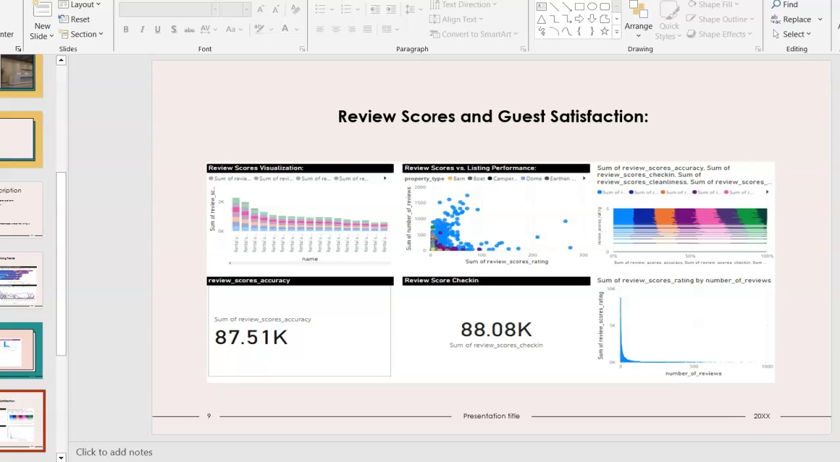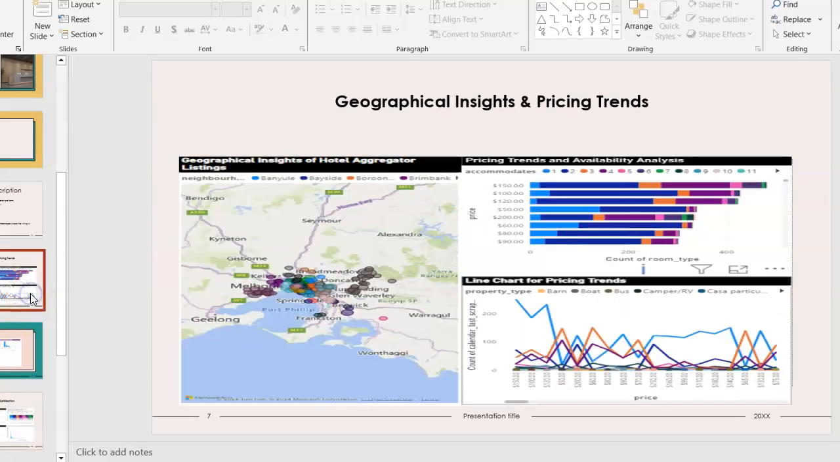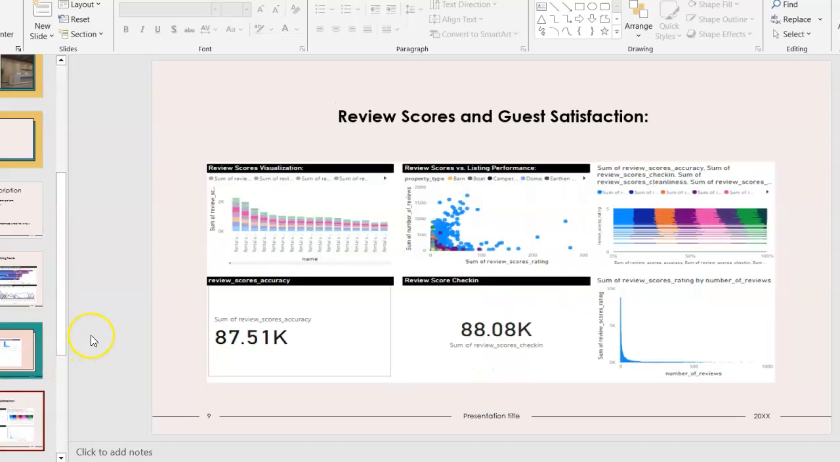Then we have seen the pricing availability as well here. Then we have seen the review scores and guest satisfaction. High review scores were strongly linked to better listing performance. Specific areas for improvement, such as cleanliness and communication, were identified based on lower scoring review categories.